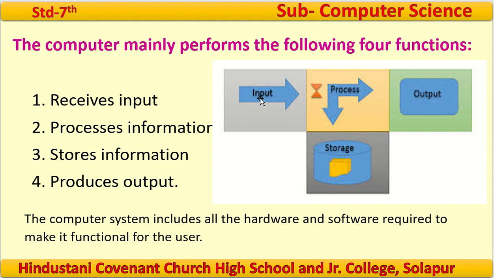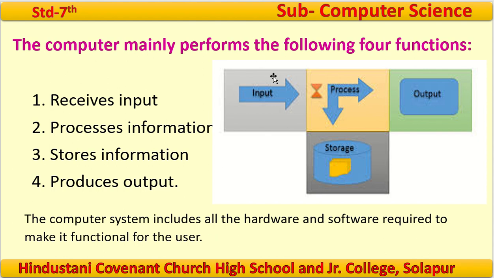So his instructions can go as the output, as the display, or I can store it in the memory. So the four functions are: receives input, processes information, stores information, and produces the output. The computer system includes all the hardware and software required to make it functional for the user.